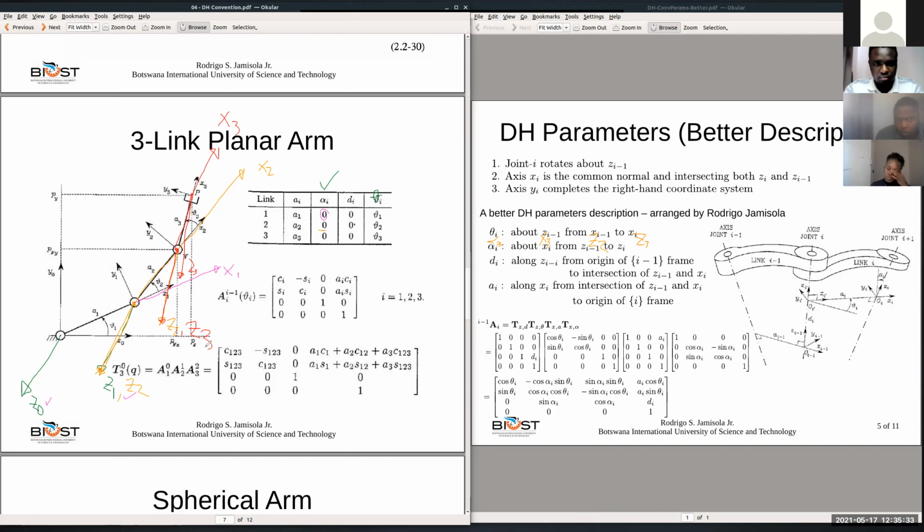But now your Z3 does not rotate. I mean, there's no change in orientation. But if your Z3 was here, then there would be rotation. Your X3, and then from Z2 rotate to Z3, that will be your alpha. But because Z3 is not there, they are coincident, then again your alpha is 0.